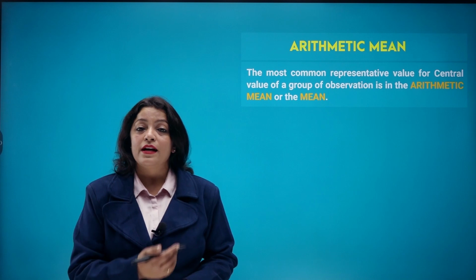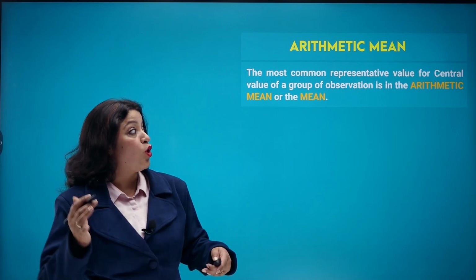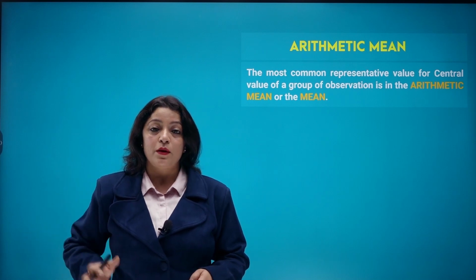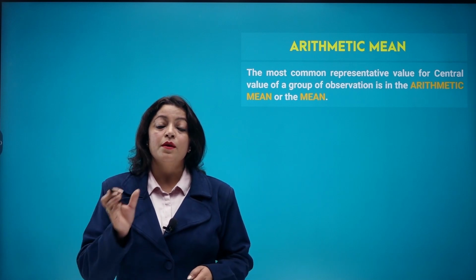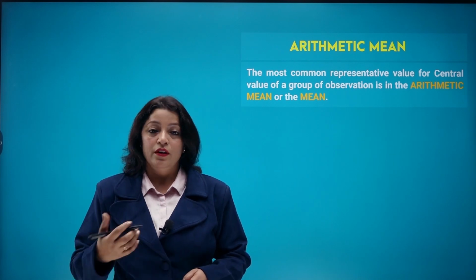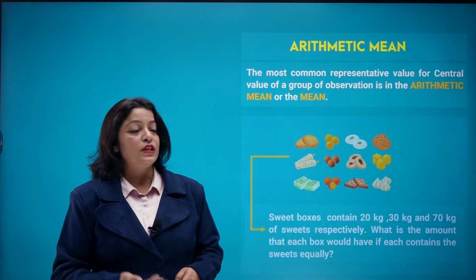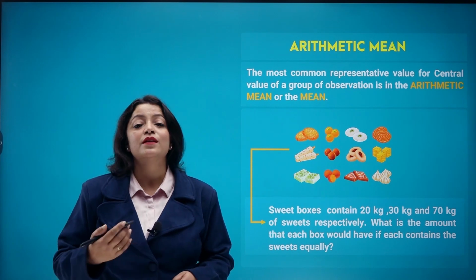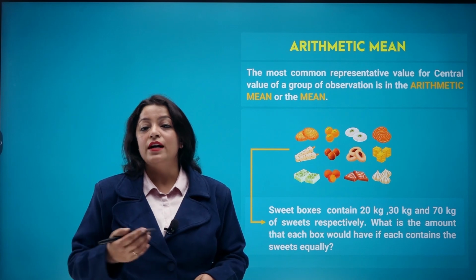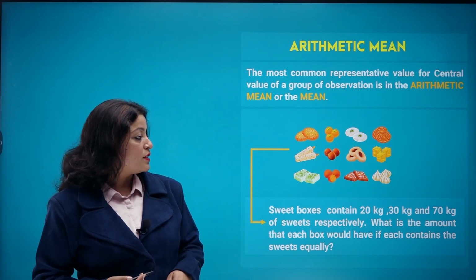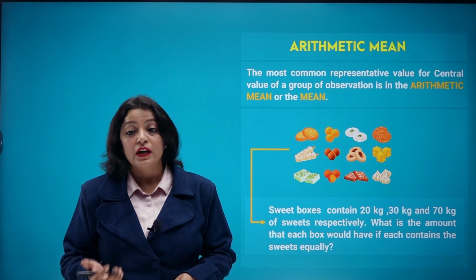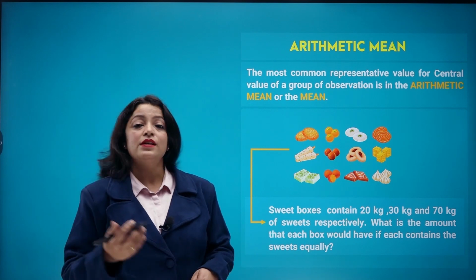Now, what do you understand by this sentence over here? The common representative value. Obviously, it is a representative value. That means for a set of observations, mean will represent that complete set of observations, right? For example, there are some sweets in the boxes. The sweet boxes contain 20 kilograms, 30 kg and 70 kg of sweets respectively. So, what is the amount that each box would have if each contains the sweets equally?